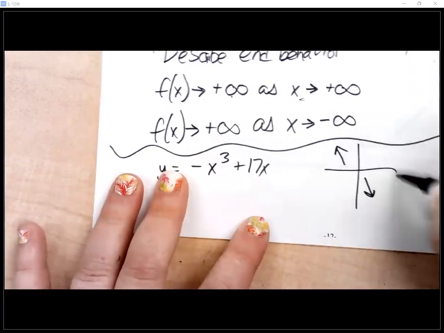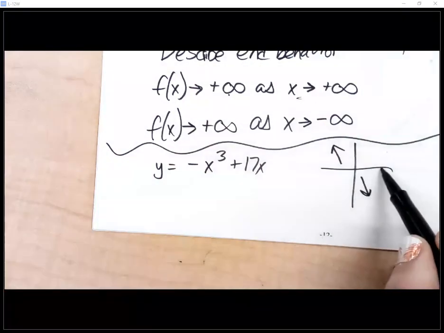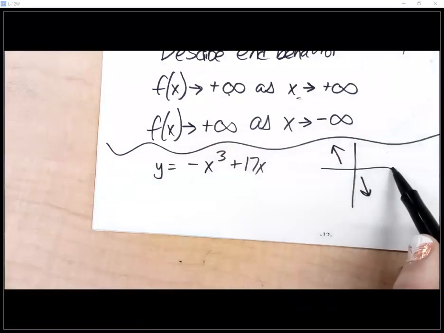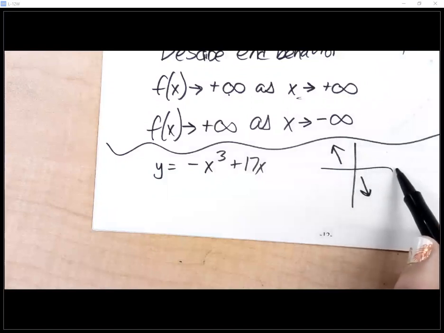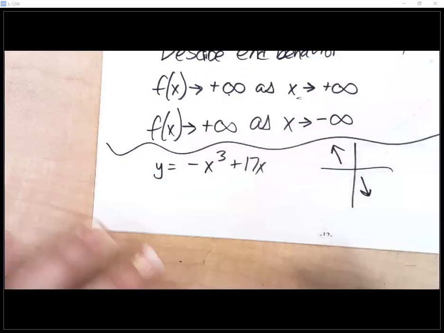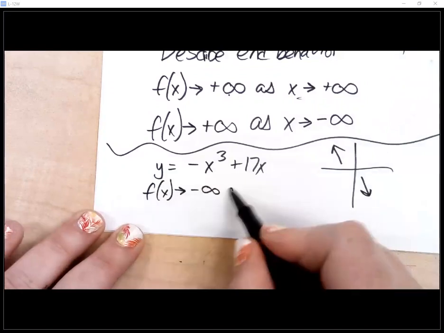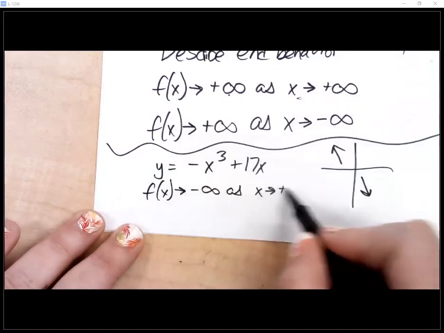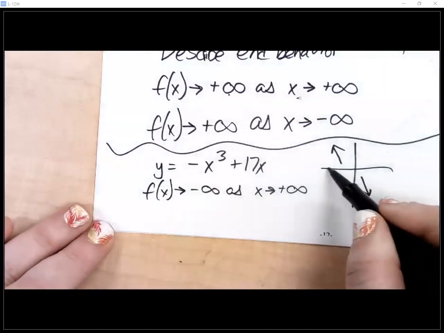Let's see if we can piece that together with the notation. As x is going towards positive infinity, what's happening to y? As x is going this way, y is going down to negative infinity, right? So that's going to look like this: y is going down as x is going to positive infinity. That's how that would look. Let's do the other side. As x is going to negative infinity, my y's are going up.